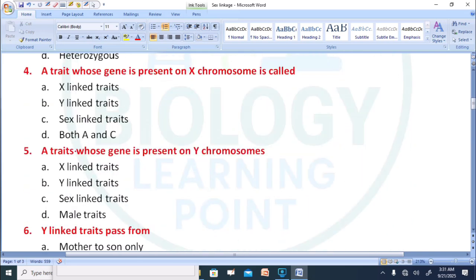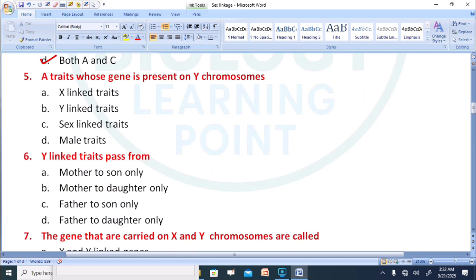The next question: a trait whose gene is present on the X chromosome is called option A X-linked trait, option B Y-linked trait, option C sex-linked trait, option D both A and C are correct. So the right option is option D, both A and C are correct.